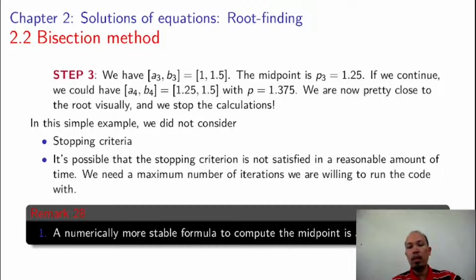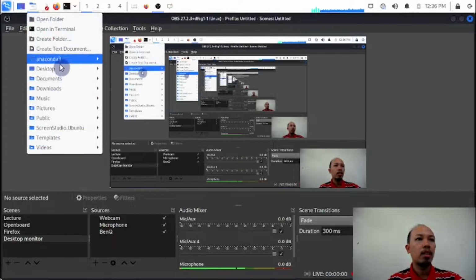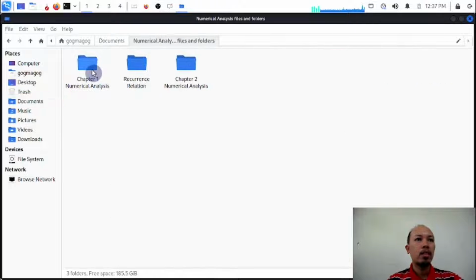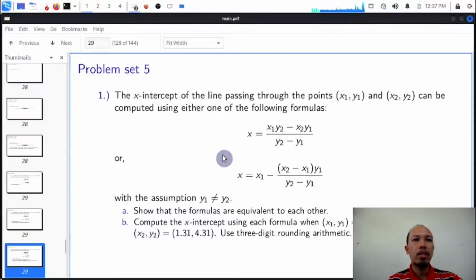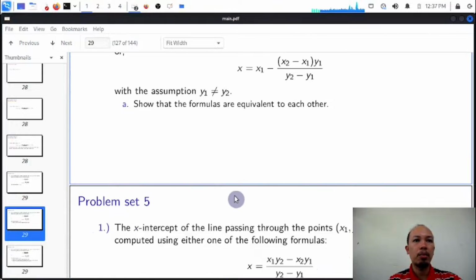Okay, so if you recall our topic in chapter one, I forgot the topic, but let's take a look. Let's try to open chapter one. I think I remember it's somewhere here. This topic is with regards to your problem set.